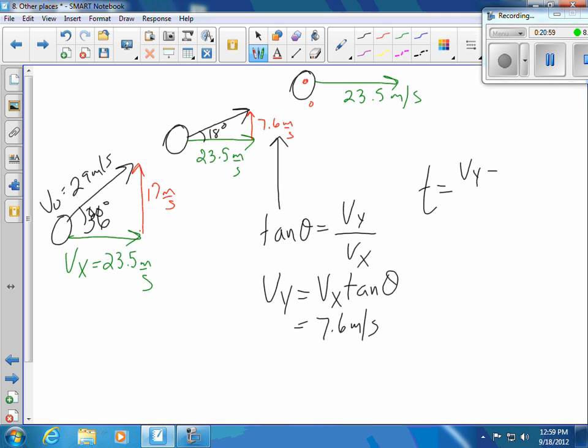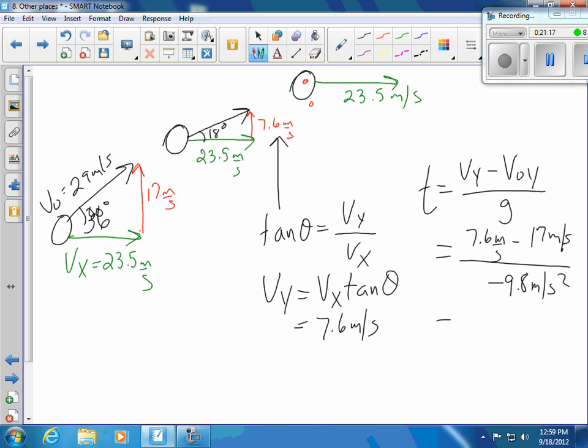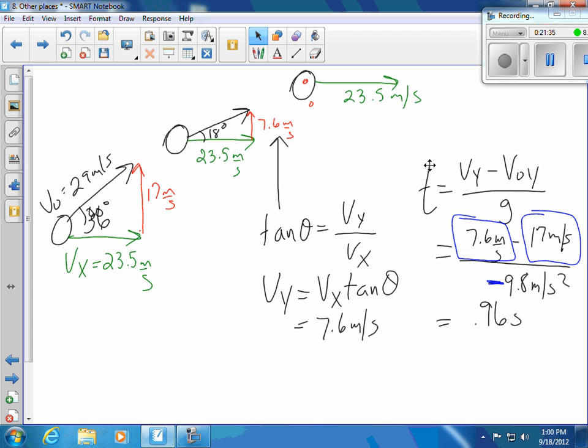Now, time to go from an initial y speed of 17 to a final y speed of 7.6. So let me write these for you since I just stumbled through it. The time to go from 17 to 7.6 at negative 9.8 meters per second squared is, and of course I probably actually used 10 in my calculator, 0.96 seconds. Okay, so let me talk about signs for a second. Why did I make the g negative? Because look what I did with my final speed and my initial speed. They both went in as positives because they're both up. So I got to plug g in as a negative, which is down. So 0.96 seconds is the time for the angle to change from 36 degrees to 18 degrees.